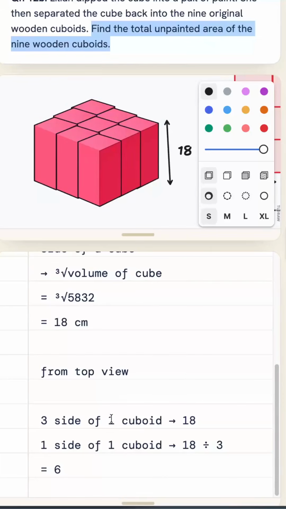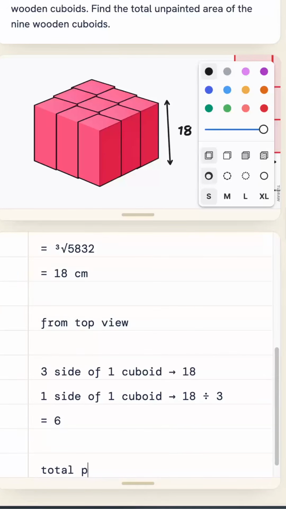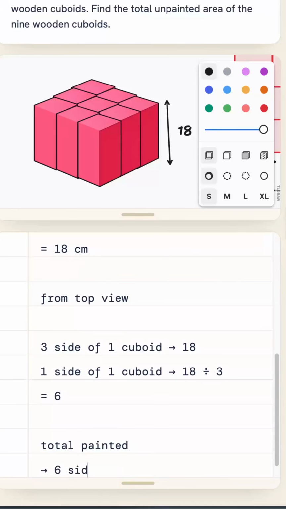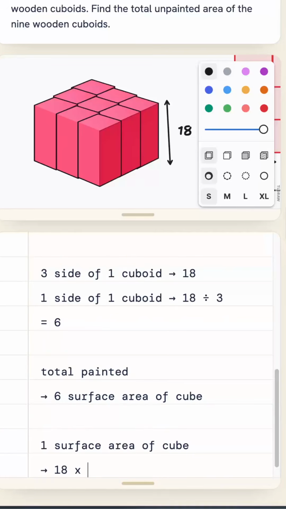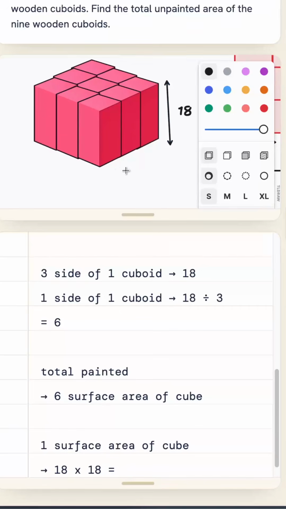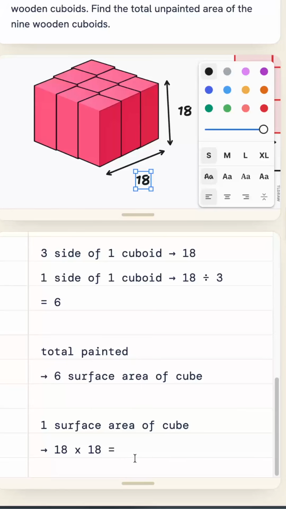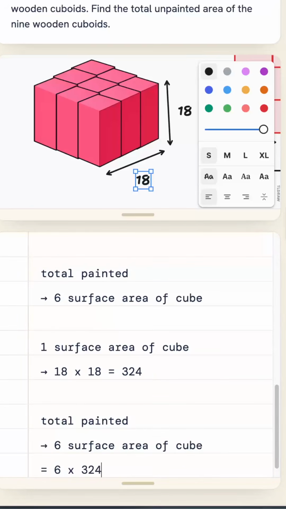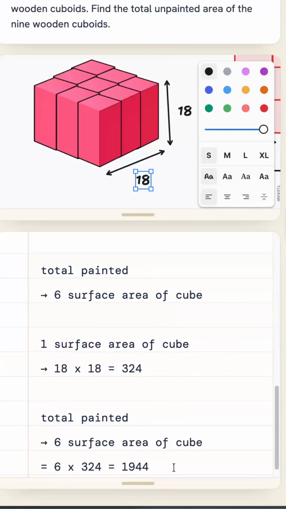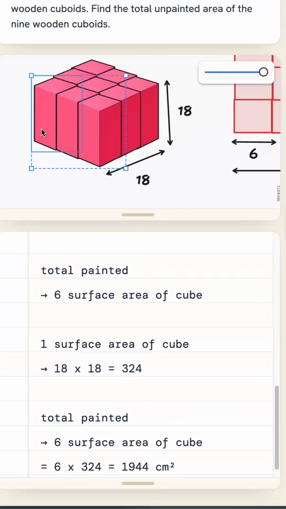So in a way, let's find out the total painted area. So total painted area equal to 6 sides or 6 surface areas of the cube. So we want to find out what is the one surface area of the cube, which is basically 18 times 18. Straightforward, right? This is 18 and this is also 18. Okay, and then that will be equal to 324. So the total painted is equal to 6 times 324 and this will be equal to 1944 centimeters squared.